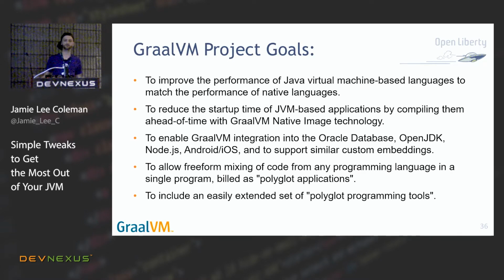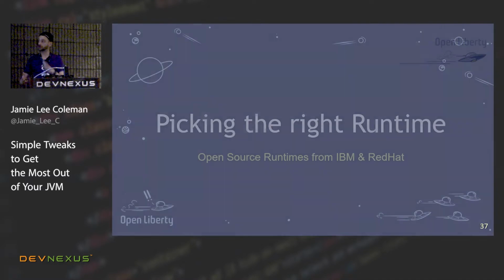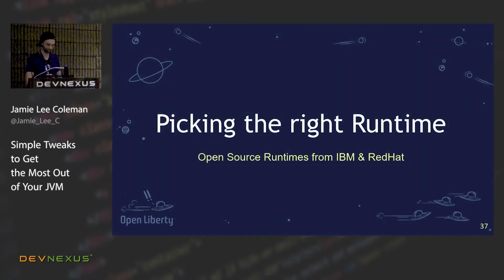So the project goals of GraalVM were to improve the performance of Java virtual machine languages, so they match the performance of other native languages, to reduce the startup time of JVM-based applications by compiling them ahead of time, to enable GraalVM integration with other services, and to allow the freedom of using polyglot applications, so different programming languages on the same VM or JVM. And yeah, you can also use lots of different tools with it.